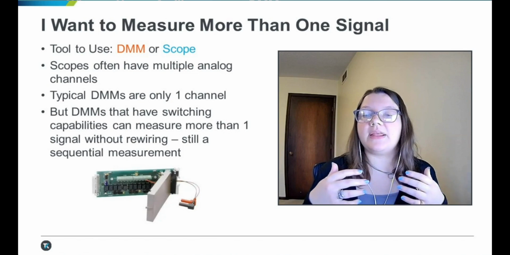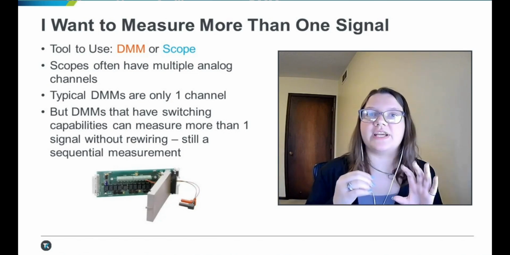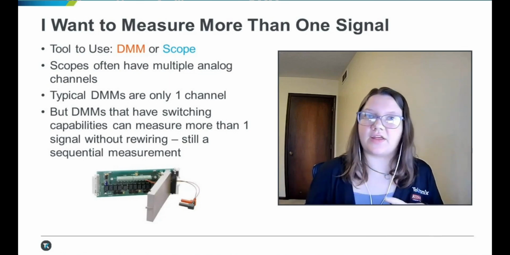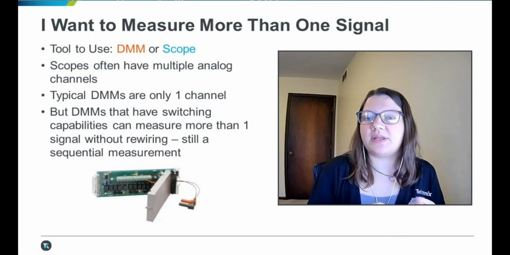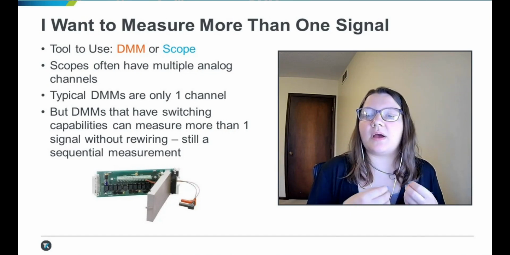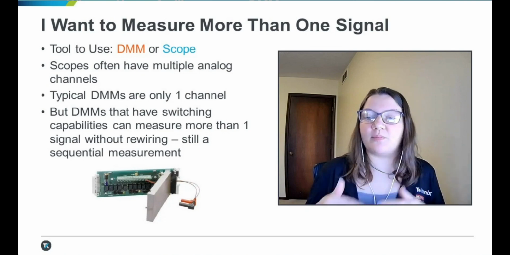But it's much more efficient than having to stop what you're doing, unwire your DMM, connect a new device, take another measurement, and repeat the process. So if you can tolerate a little bit of delay in between the measurements, it's much more cost effective than buying multiple DMMs to measure multiple signals.